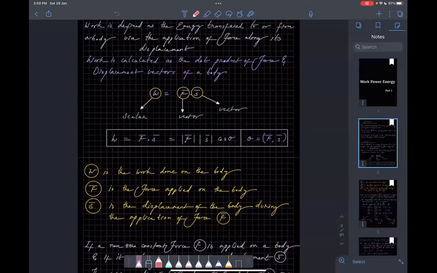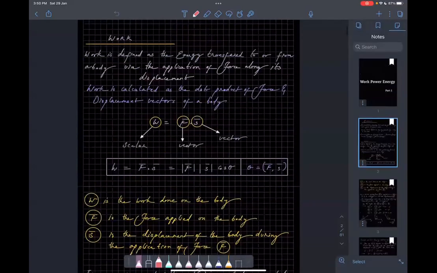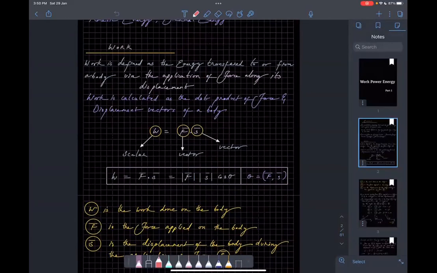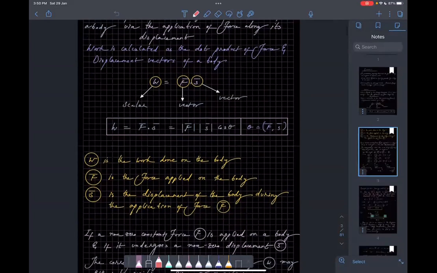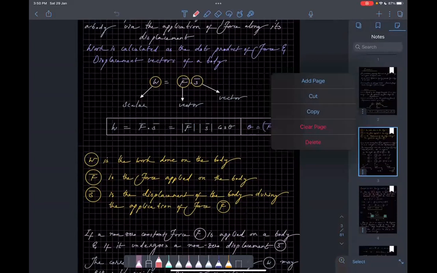Clear? So it turns out that if you draw these two vectors, force vector and displacement vector, and if the angle between the force vector and displacement vector is theta, then the displacement in the direction of force will be s cos theta. Are you understanding? I'll just show that.